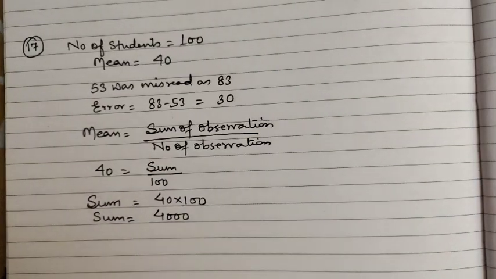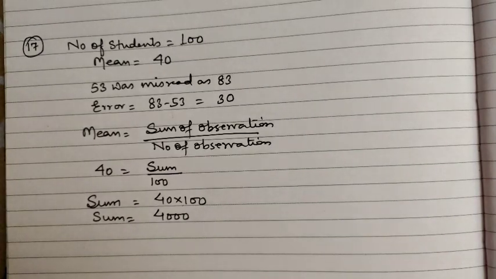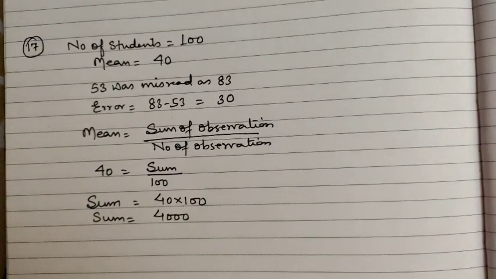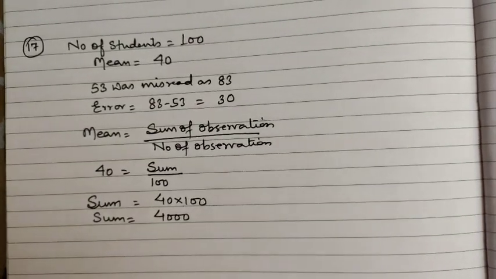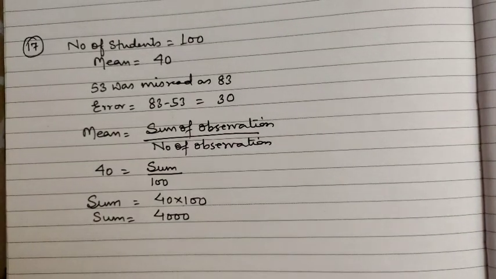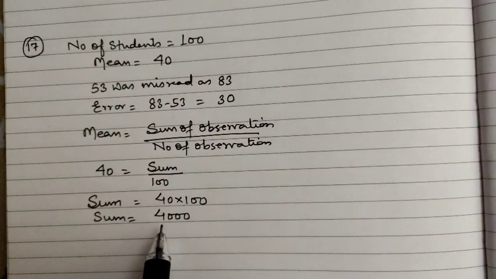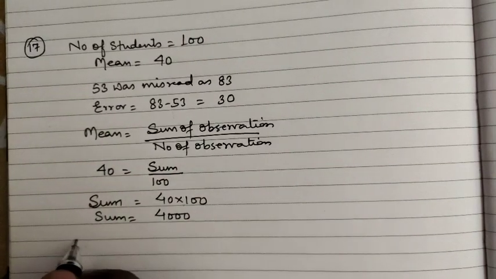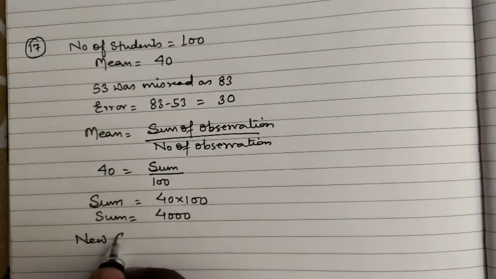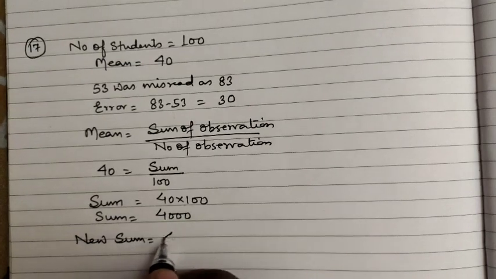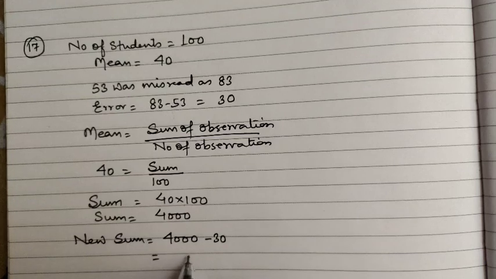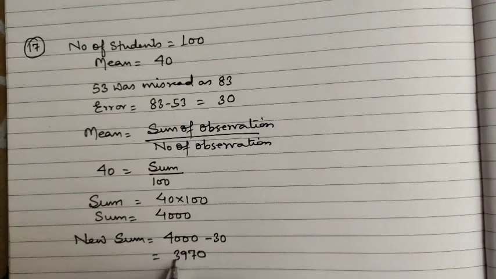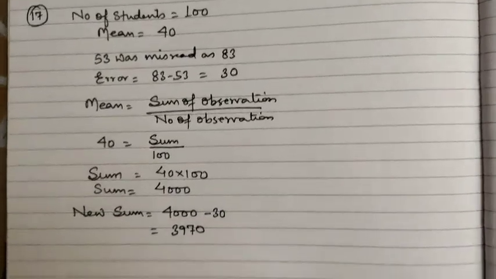And in this sum, as we are adding all the observations for finding the mean, and as we have seen that the error was 30, it means that we have to subtract 30 from this sum. So we will write new sum is equal to 4000 minus 30. When we subtract it, 3970 is the new sum.